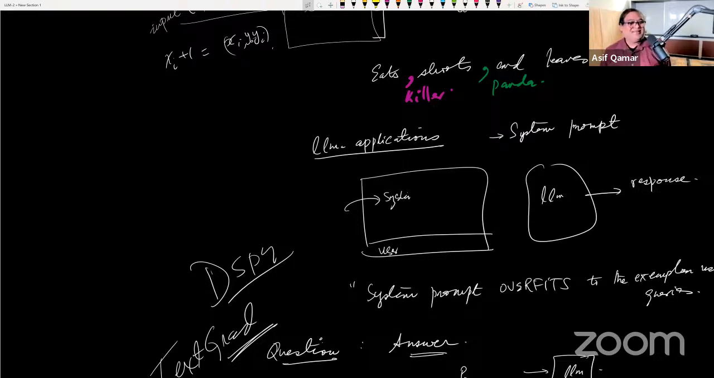So how do you do that? Anybody else would like to take a stab at this? Any guesses? How do you quantify the loss? How does the framework quantify the loss?